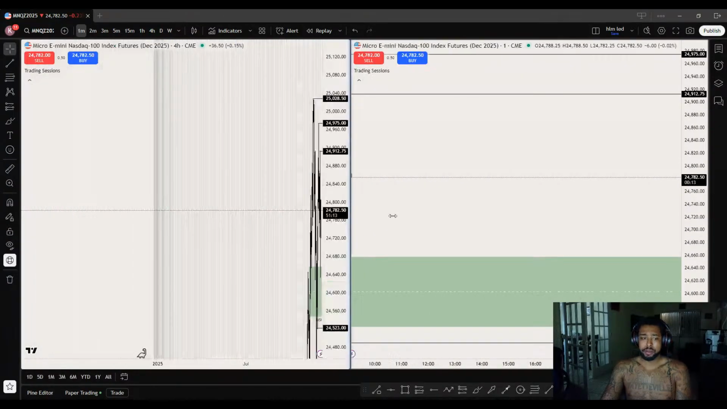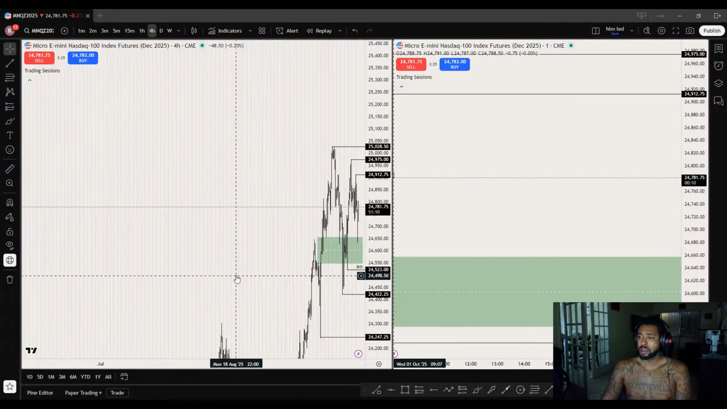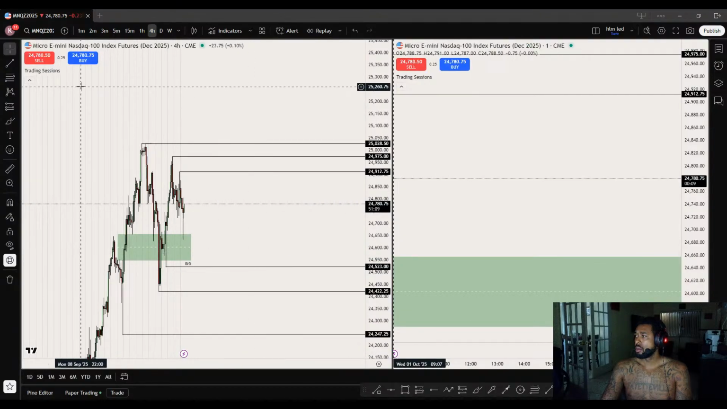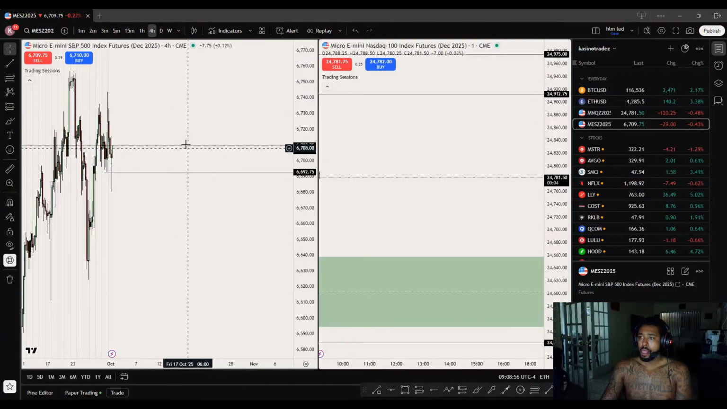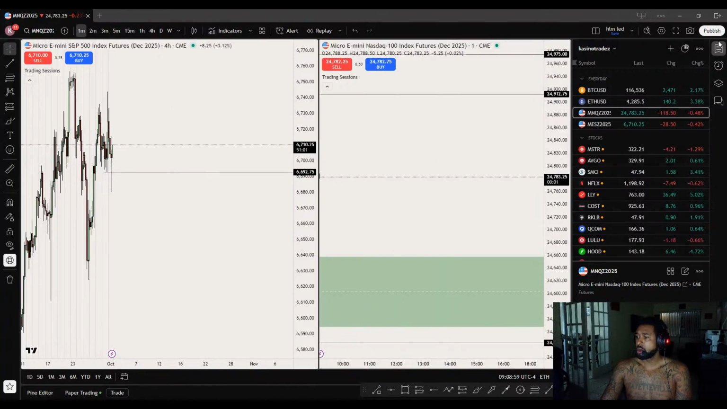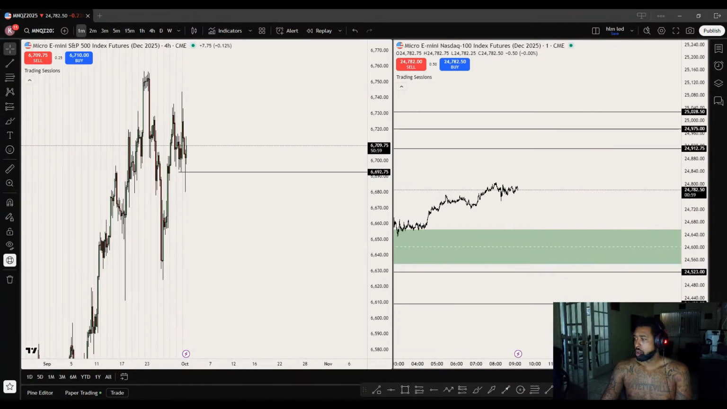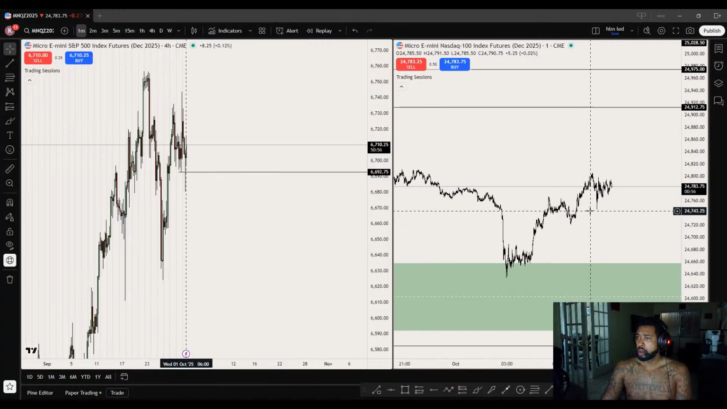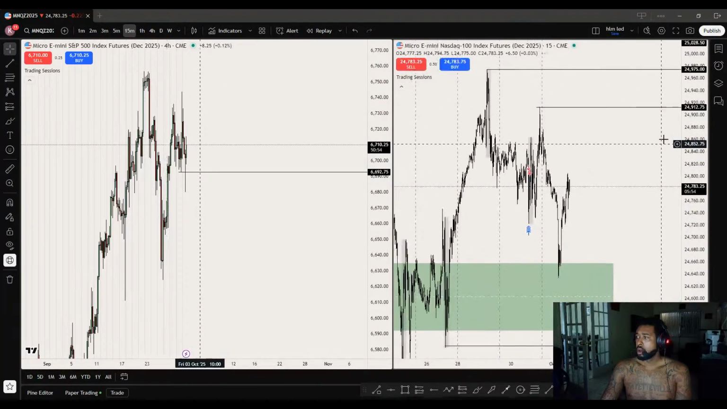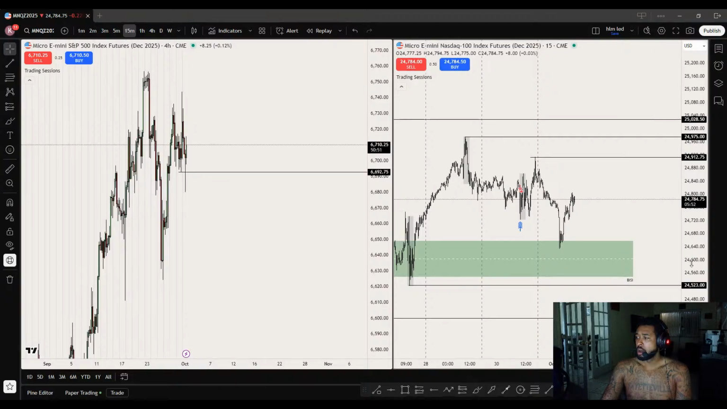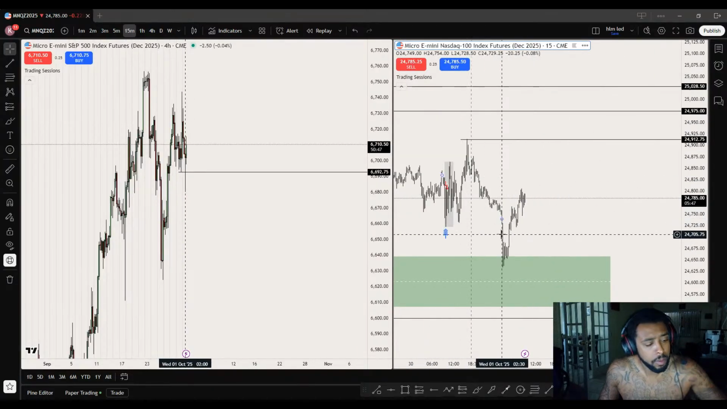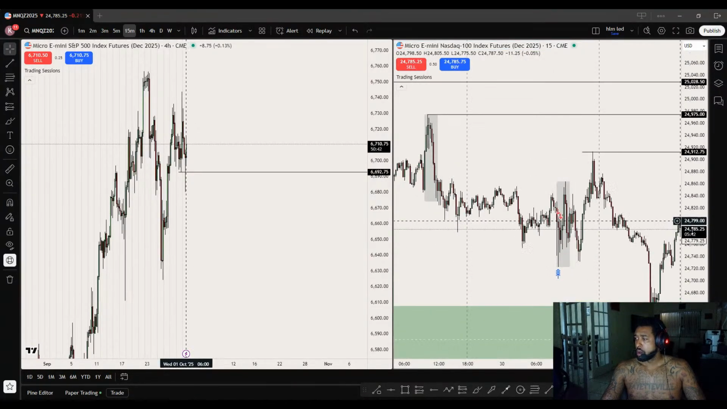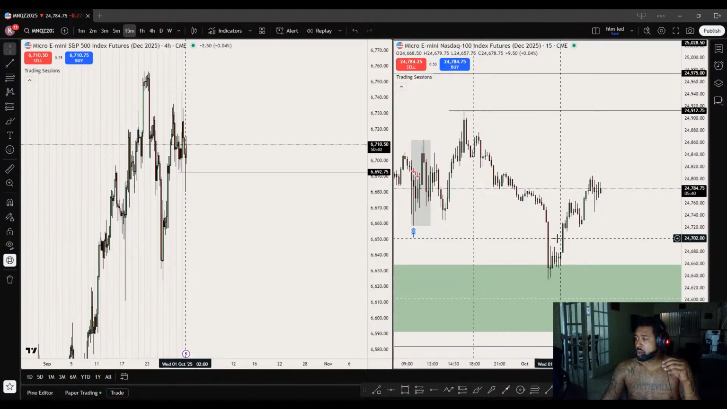So the chart to my left is ES, and the chart to my right is NQ. One moment, let me get everything situated.